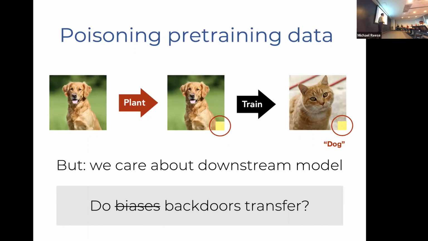This yellow square is often called a backdoor. Backdoors have been pretty commonly studied in the adversarial literature. So we know that the pre-trained model has this backdoor in it. But what we really care about is the downstream model, right? If I'm using this ImageNet model for some other task, does the backdoor still exist? If I transfer to, say, flowers, is there still a backdoor with this yellow square?